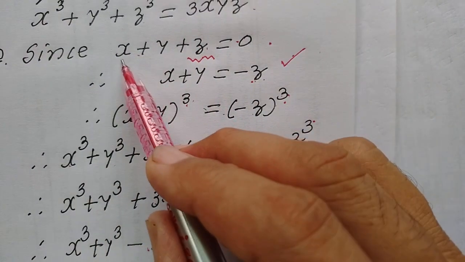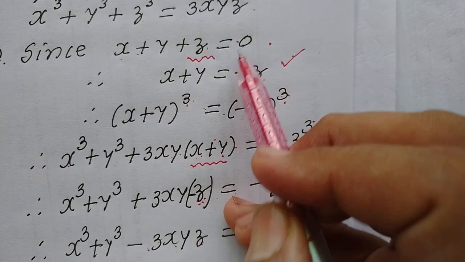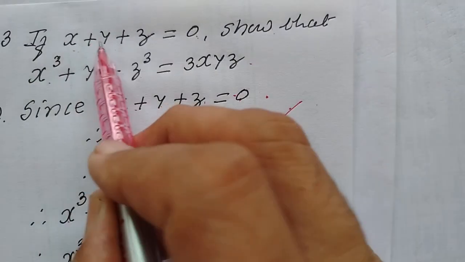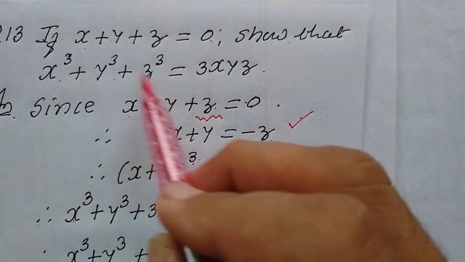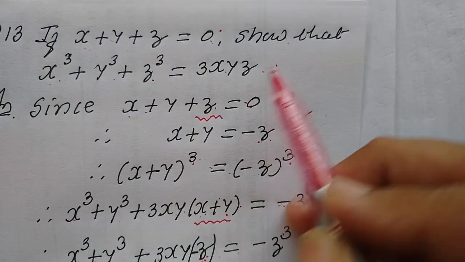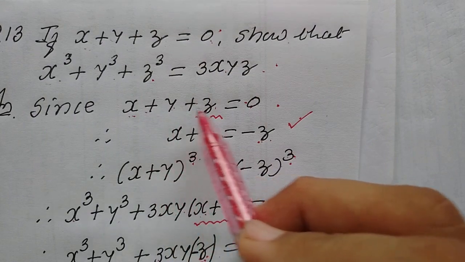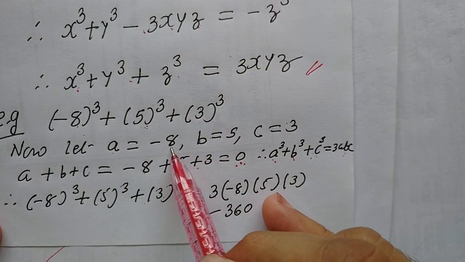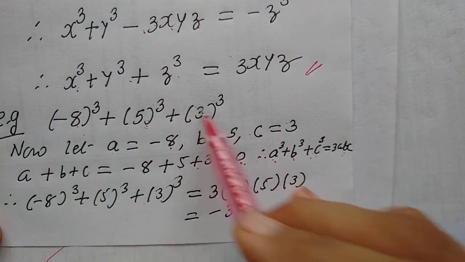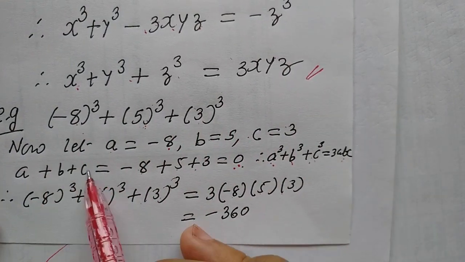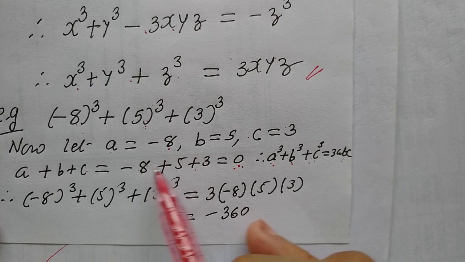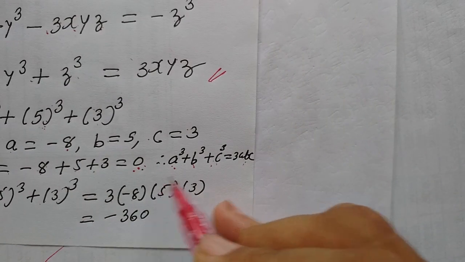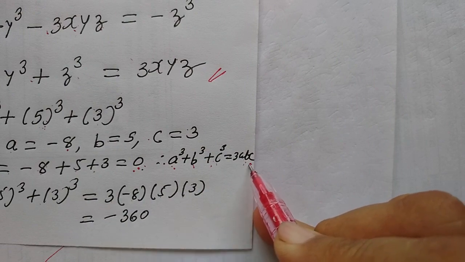So the first step is x plus y plus z equals 0. Children, this is given. If this is 0, then we can use this identity. So here we have to check a plus b plus c equals 0. Now check here. Let a equal to this, b equal to this, c equal to this. Now check a plus b plus c: minus 8 plus 8 equals 0. Therefore, a cube plus b cube plus c cube equals 3abc.